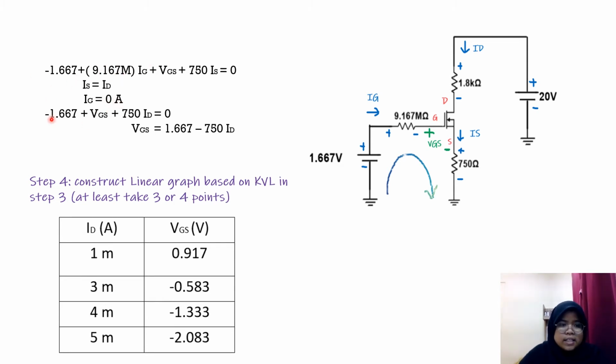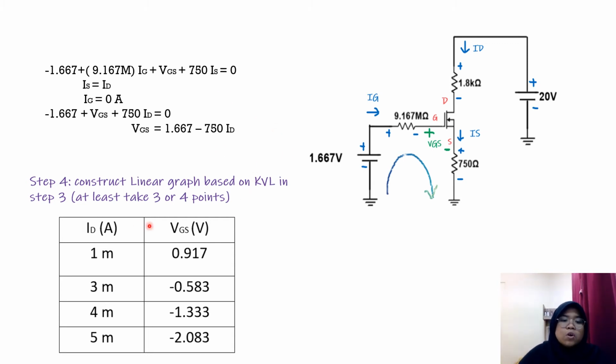So the equation will become negative 1.667 plus VGS plus 750 ID equal to 0. So we want to find the VGS. So the equation will become VGS equal to 1.667 minus 750 ID. So we don't know what is the ID value.